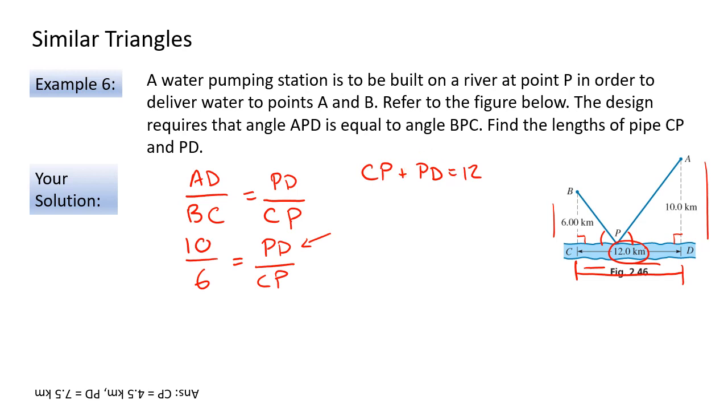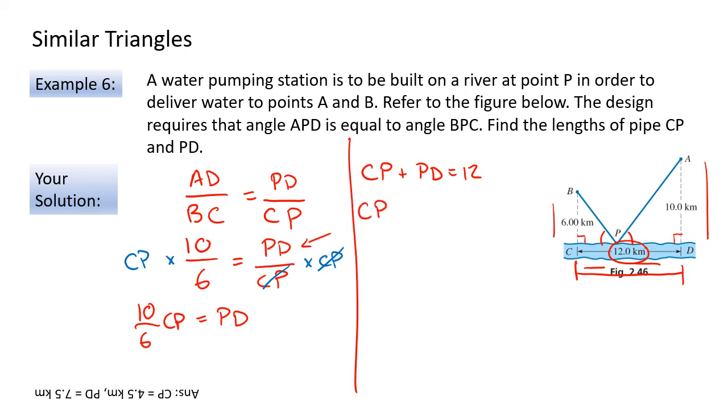Okay? So to do that, I have to have PD on its own. So I multiply both sides by the line CP. And because it's in the numerator and the denominator, it cancels on this side. What you're left with is 10 divided by 6 times CP is equal to PD. So now since that's equal to this term, I can simply substitute it in. So now, going to my second equation, I have CP, again these are the lines, plus 10 divided by 6 times CP, which is equal to 12.